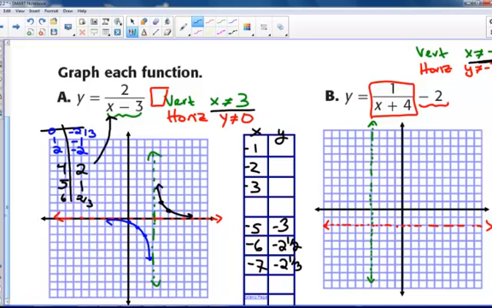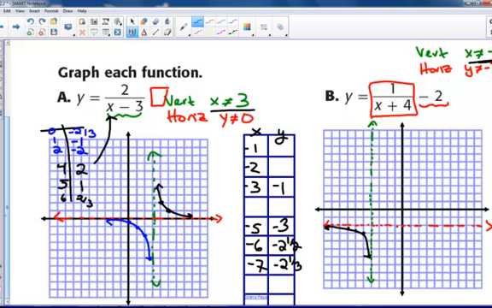So -5 is going to give me -3. -6 is -2.5. -7 is -2 1/3. So that makes sense because our hyperbolic curve should look like this, being very close to the asymptotes but never touching. Now if you plug in -3, 1 over -3 plus 4 is 1 over 1, which is 1, and 1 minus 2 is -1.